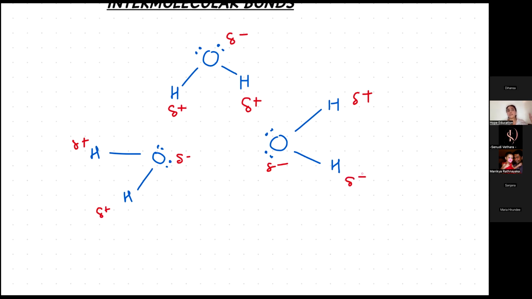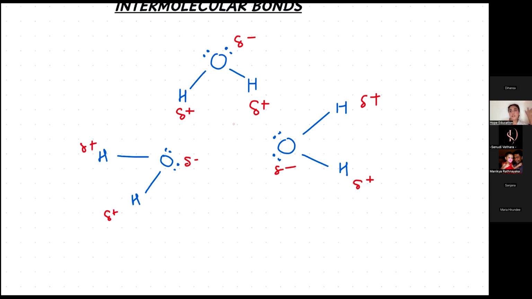Now we know positive and negative are always attracted, right? But here it is not full negative and positive. These are partial negative charge and partial positive charge. Partial or full, positive is positive and negative is negative. Here, this partial negative and the partial positive are attracted. So there's an attraction between the partial negative and the partial positive. Here also there's an attraction.